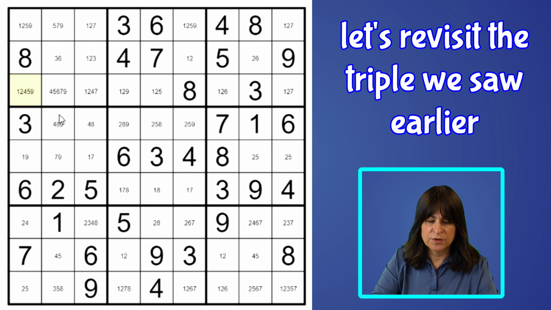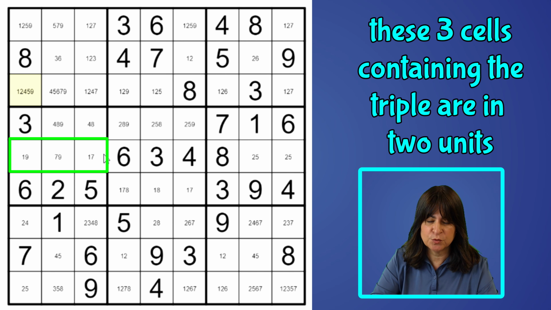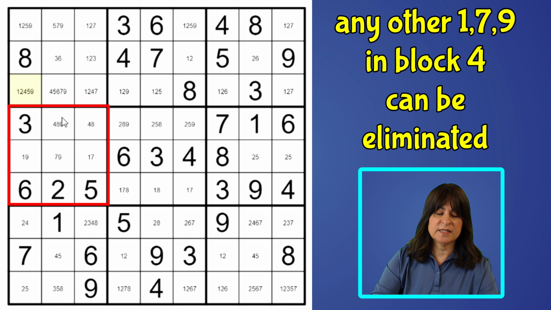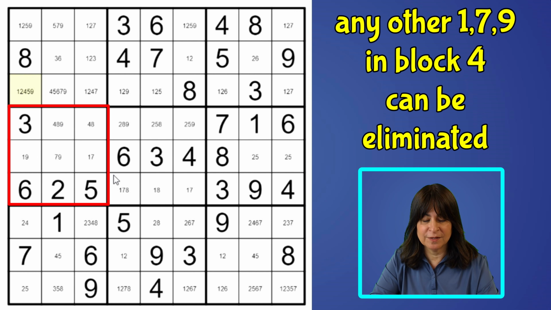And now, going back to the triple that we identified earlier, that's the 1, 7, and 9, in these 3 cells, it happens to be in 2 units at the same time. The triples are in the same row, and we already used it to eliminate the other 1s, 7s, and 9s, but these 3 numbers are also in the same block, block 4, so any other 1s, 7s, or 9s in block 4 can also be eliminated.